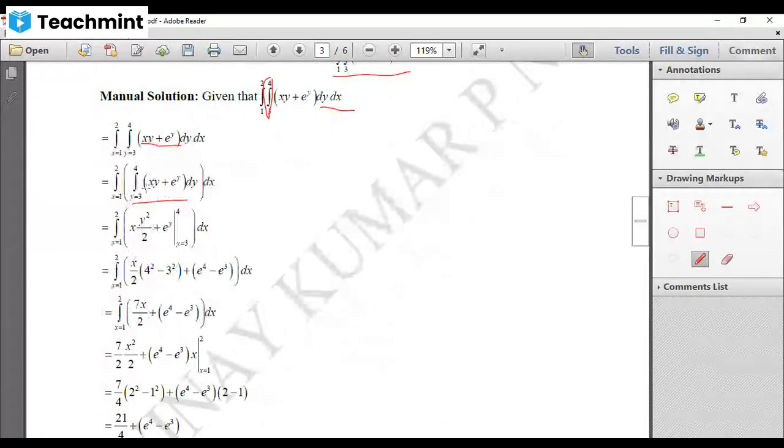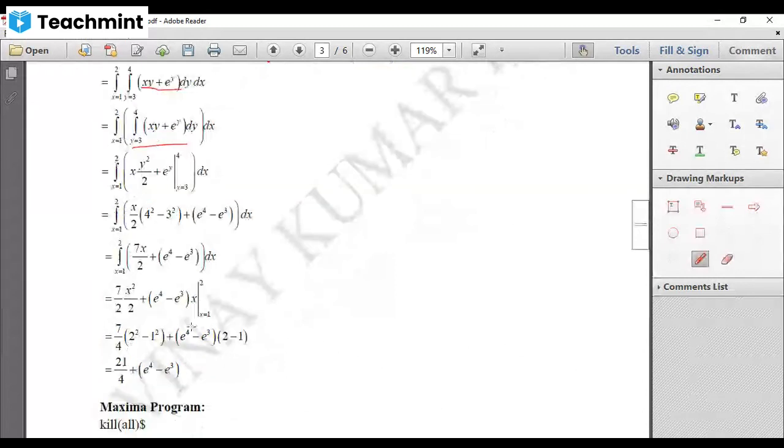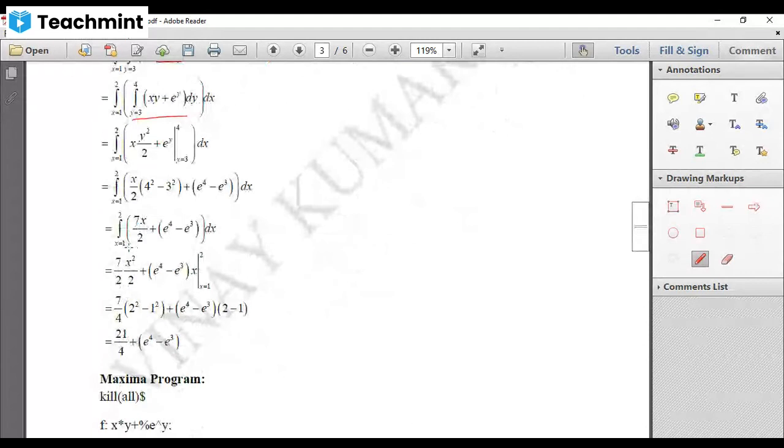So if you integrate this with respect to y, x is constant. Integral of y is y square by 2. Integral of e to the power of y is e to the power of y. You apply the limits, upper limit and lower limit. You'll get this much. Simplify that. You will get this much. So this is your integrated answer with respect to y.